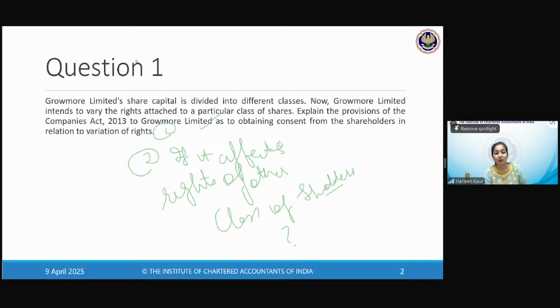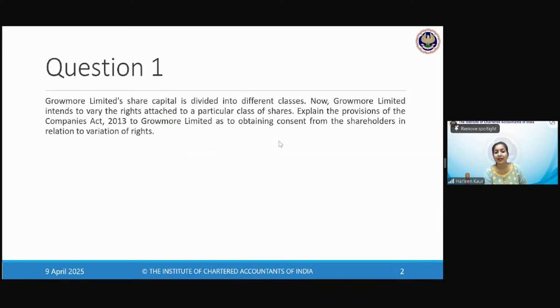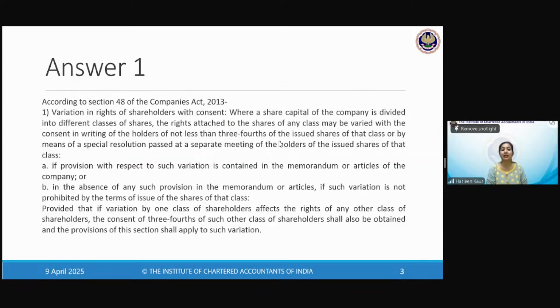Well done. This is one thing that makes me feel awesome and proud of all of you, that you really listen very carefully and you respond to the answers also. So here are the provisions, how you have to write, because writing is very important. According to section 48, you will mention the variation has to be done with the consent of the shareholders. Nothing can be done without their consent. Where the shares are of different classes, the rights attached may be varied with consent in writing of 3/4 of the issued shares, or a special resolution needs to be passed.